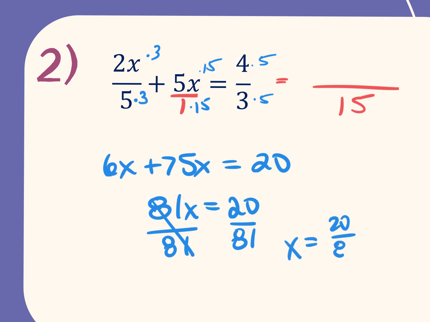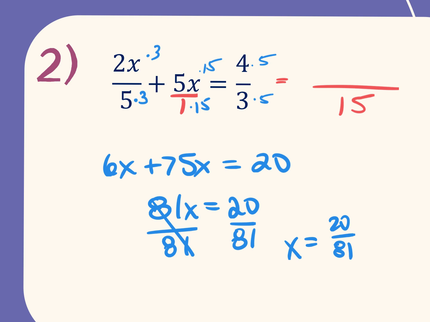20 over 81. Can you simplify that at all? No. If you can simplify, simplify. If you have an improper fraction, you can leave it as an improper fraction. Just make sure it simplifies. Again, is that the greatest thing in the world to plug back in and check? No, but I suggest that you do it.